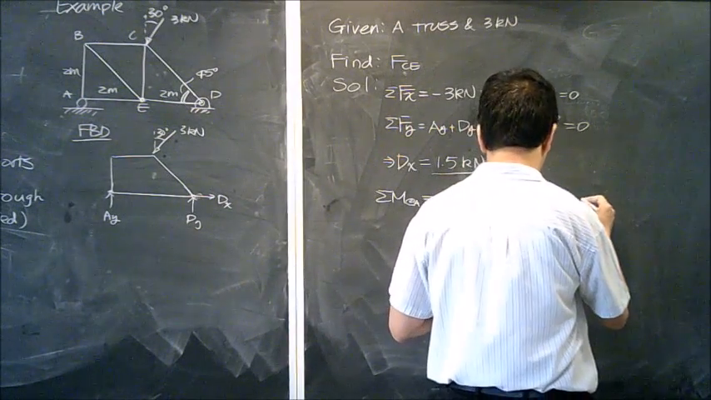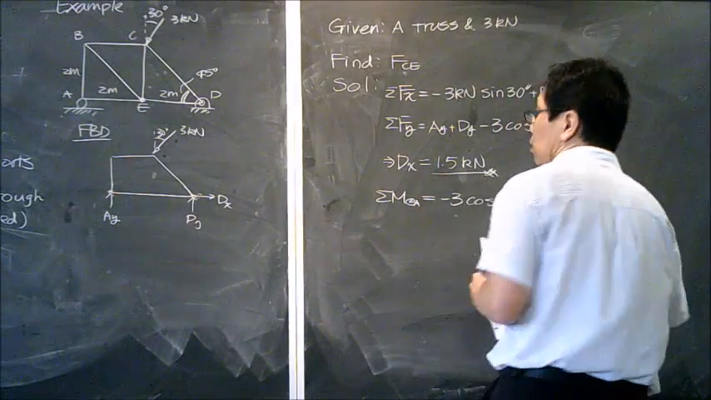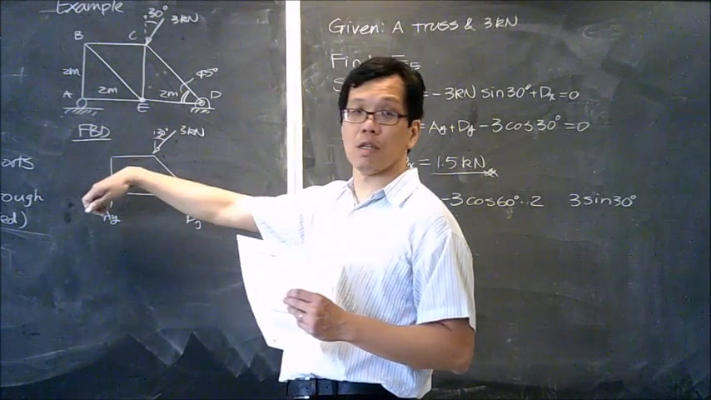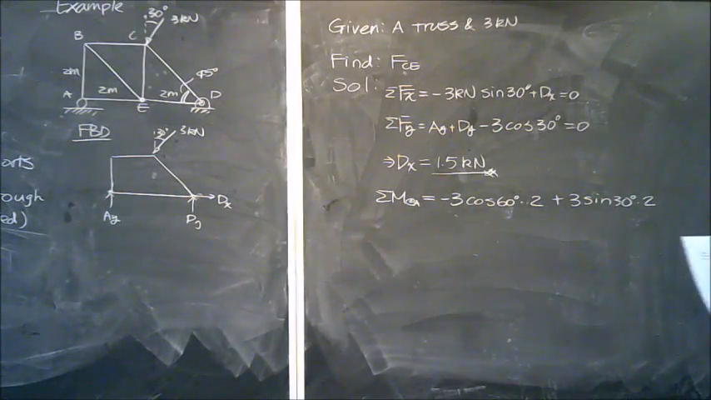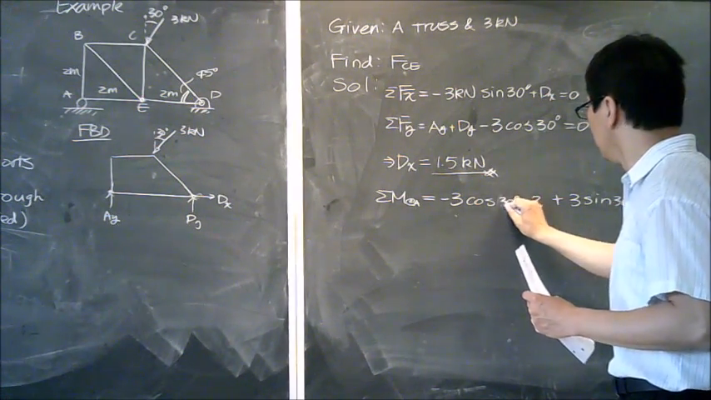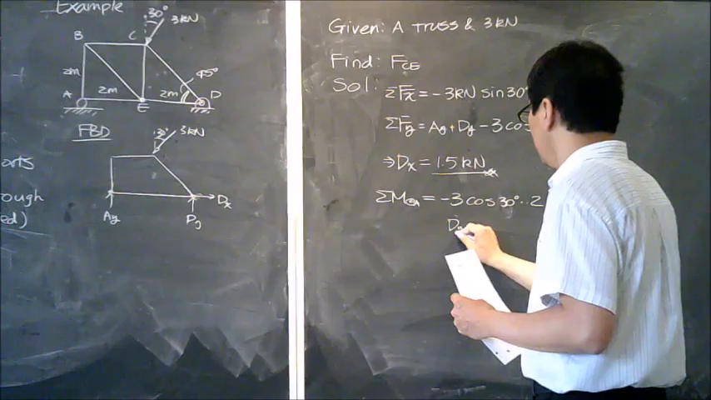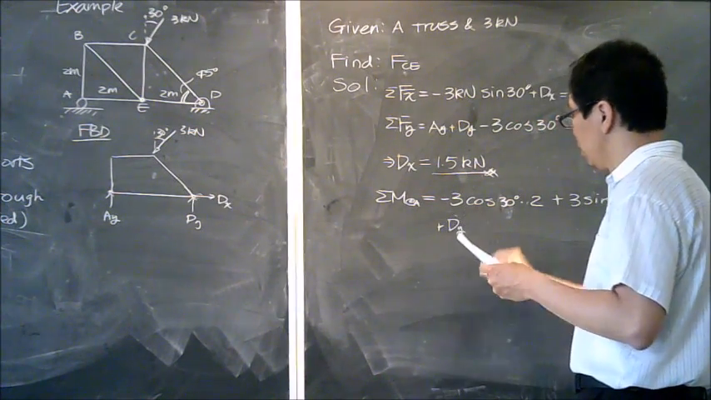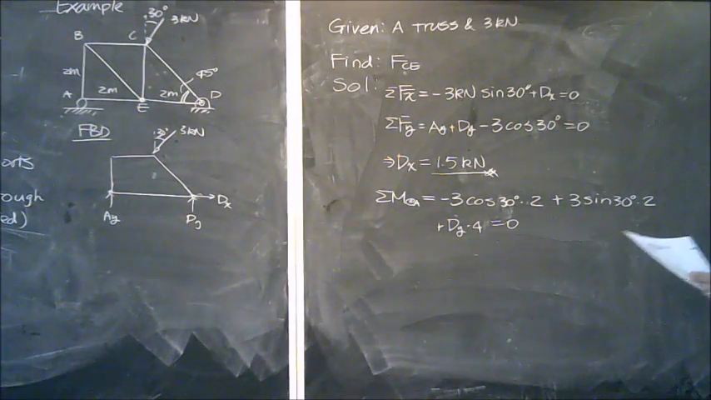And we also have 3 sine 30 degrees, which is this one, but in this case it's going to be positive. The moment arm is going to be 2. Okay. The other force we have is dy. The moment arm is 4 meters, which equals 0. So that is straightforward.